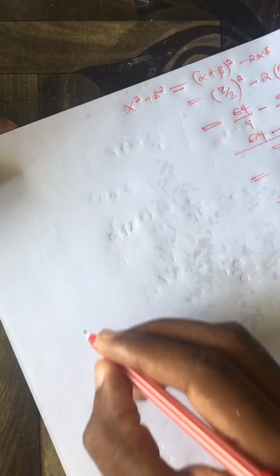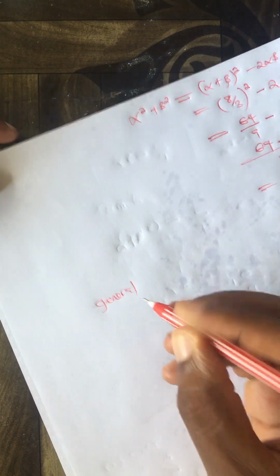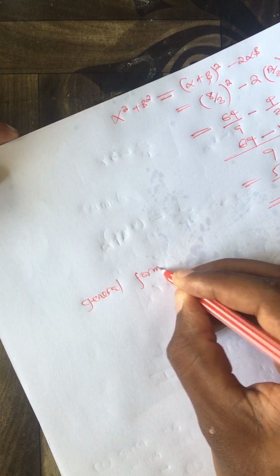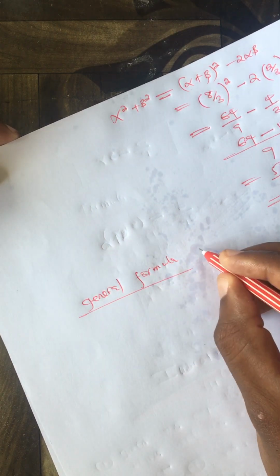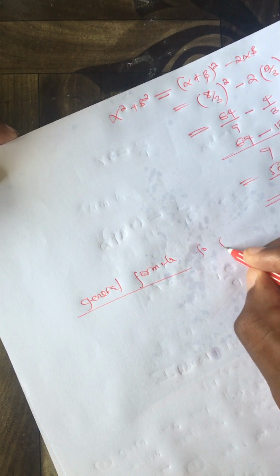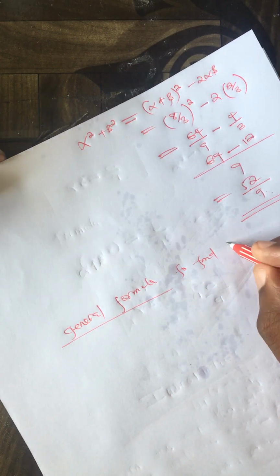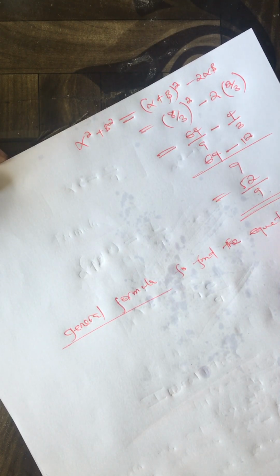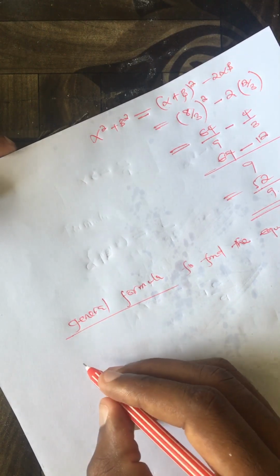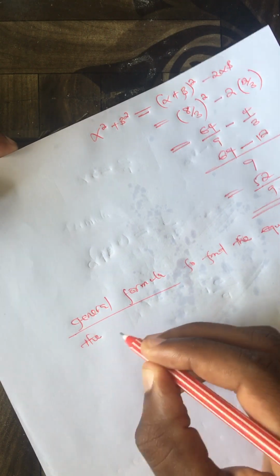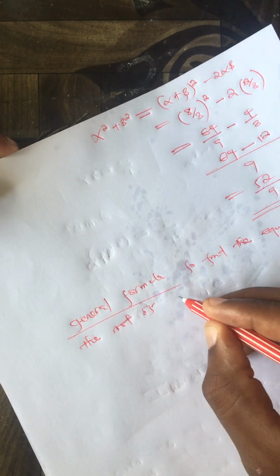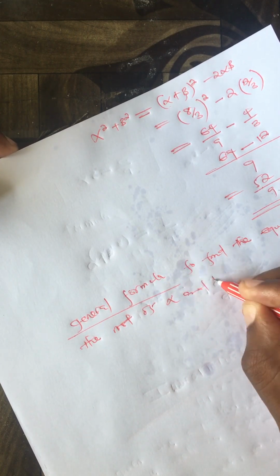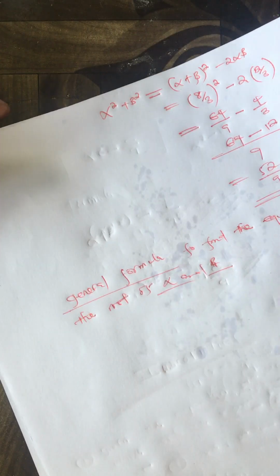All right, so we move on now. Now say the general formula to find the equation of the roots of alpha and beta, like that.